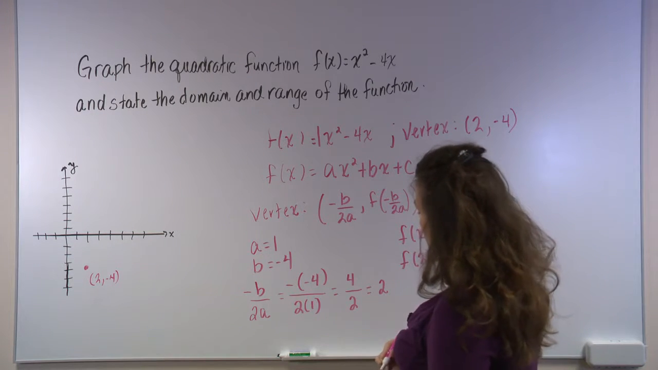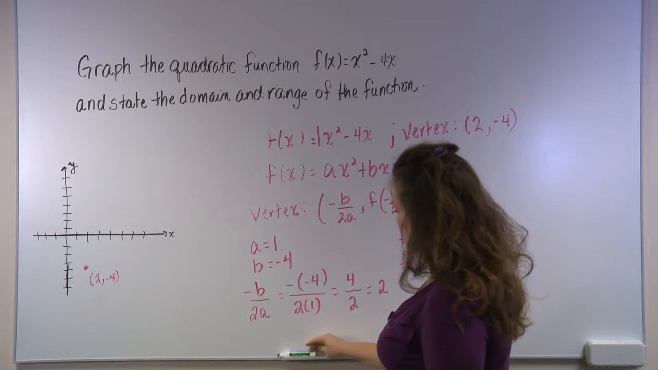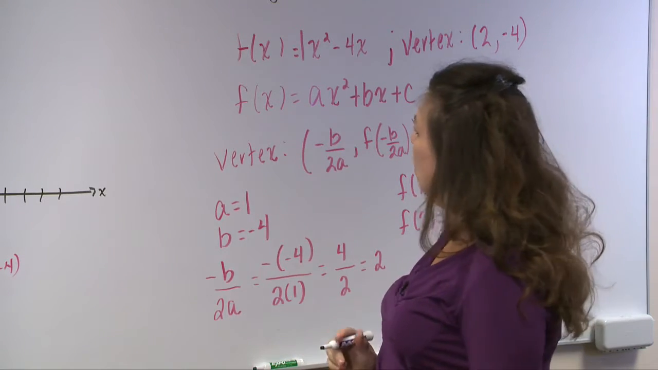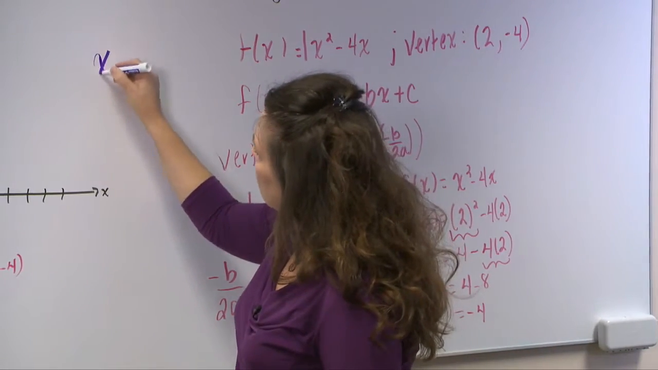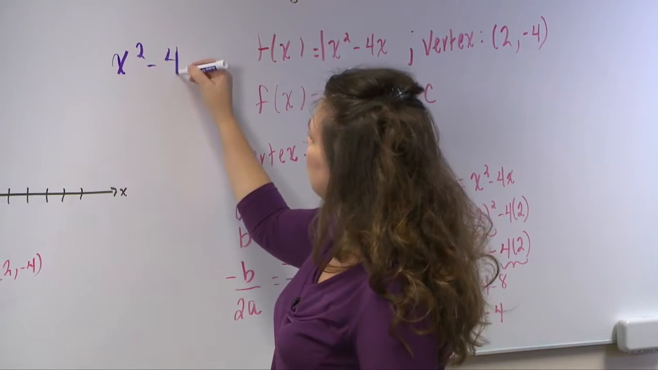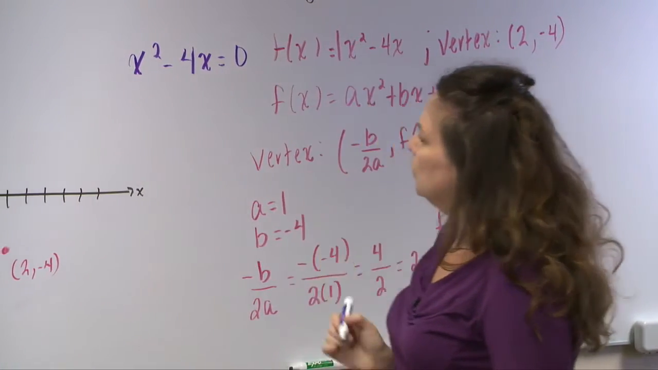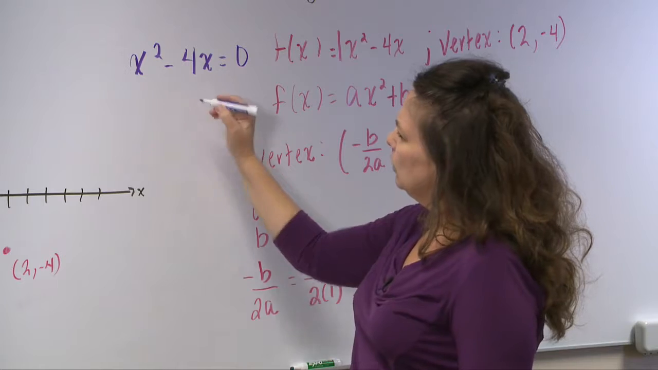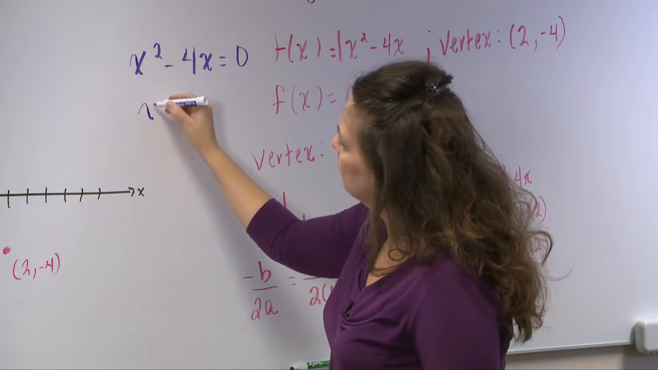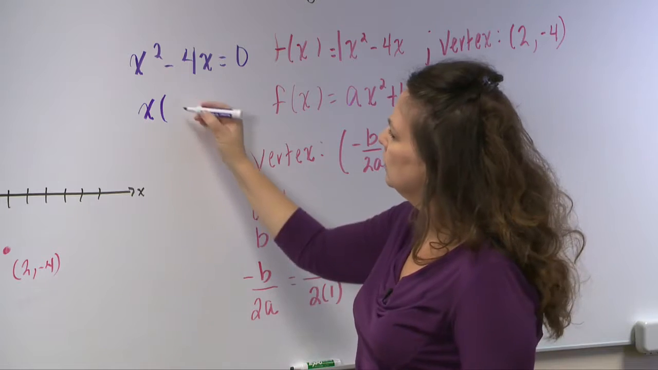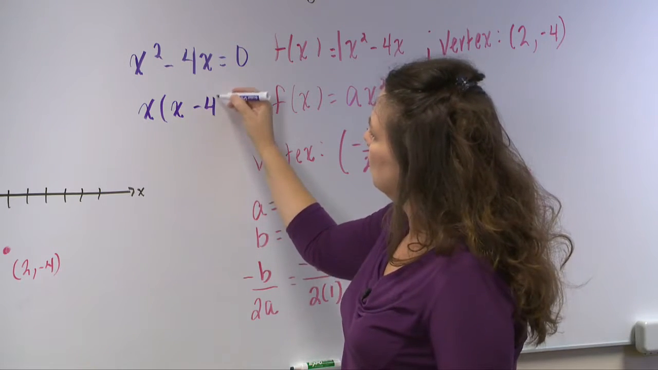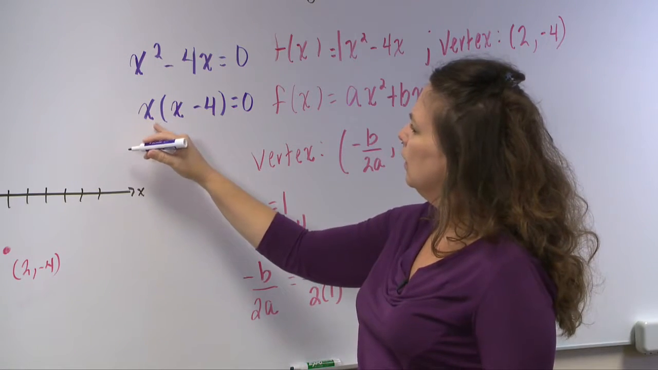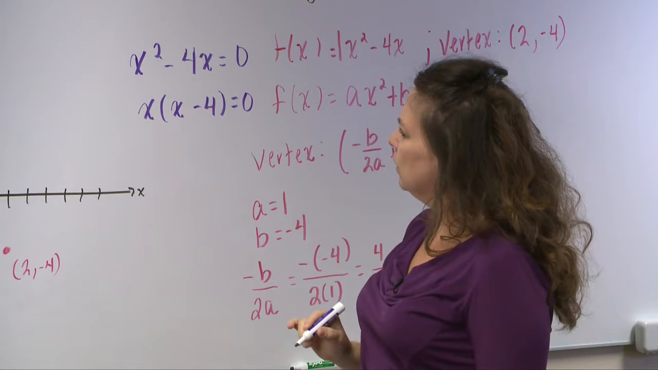The next thing I'd like to determine are the x-intercepts of the function. So the x-intercepts are found by letting y be equal to 0. We're taking the function, which is x squared minus 4x, and setting it equal to 0 and finding the values for x. In this case, we have two terms, and we have a greatest common factor of x, which I can factor out. And then I'm left with x minus 4. So x multiplied by x is x squared. X times negative 4 is negative 4x.